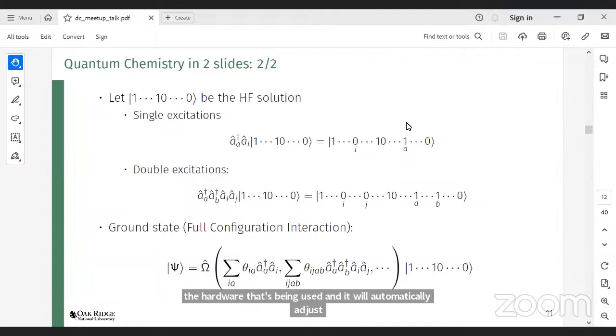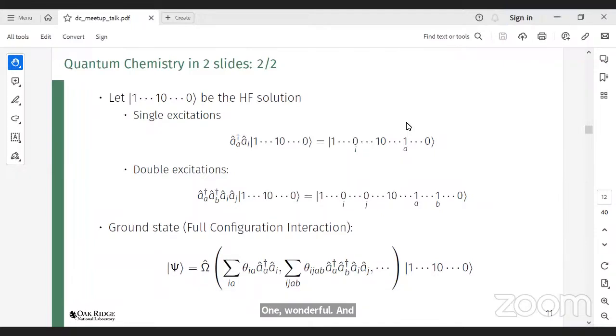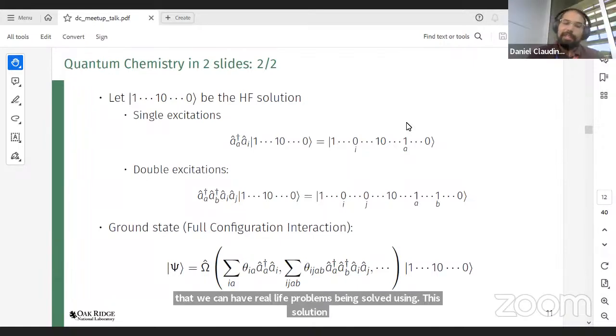And what do you think, if I were to host a hackathon and try to find coders that would be able to create new algorithms and find applications specifically for this model, so that we can have real life problems being solved using this solution? Yeah, no, that would be a lot of fun, I think.